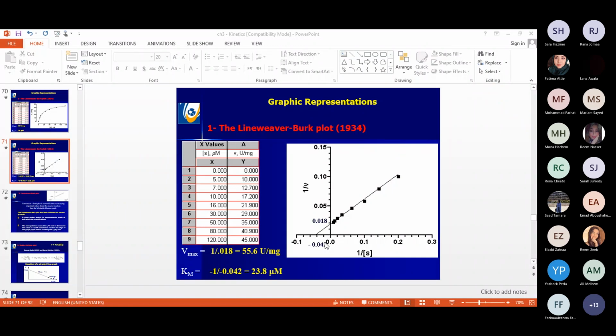Fatima Atiyeh. We look at the values we have. If we don't have 3 consecutive points of highest v0 that are equal, then we can't determine Vmax. Yes, 3 consecutive values of v0 for different substrate concentrations. Okay, when for different substrate concentrations you don't reach a constant value of v0, in this case you cannot use the plot v as a function of s to determine Vmax and Km. Okay.